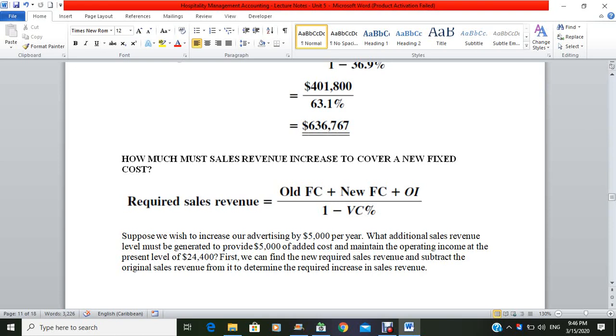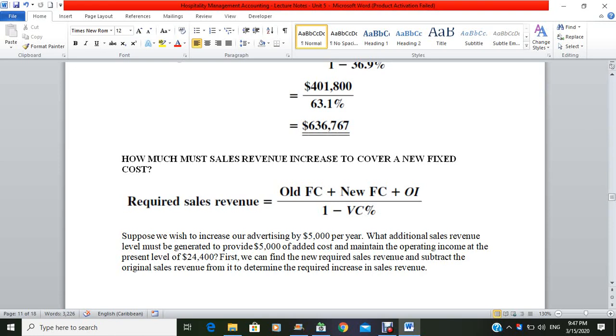You can always pause the video and go back and rewind if you wish to do so. Here's another problem that could be solved by using the CVP formula. How much more sales revenue is needed to cover our new fixed costs? This is a new formula, right?